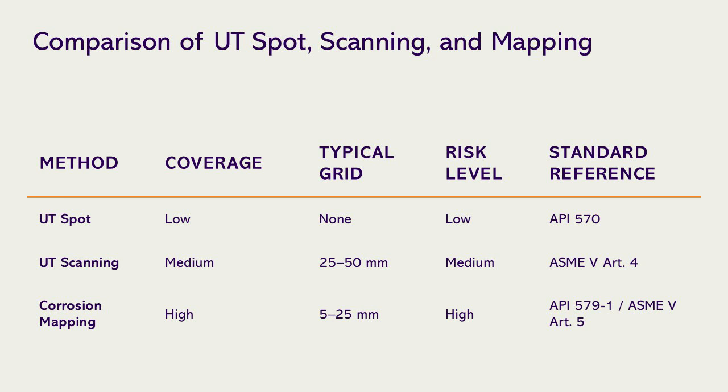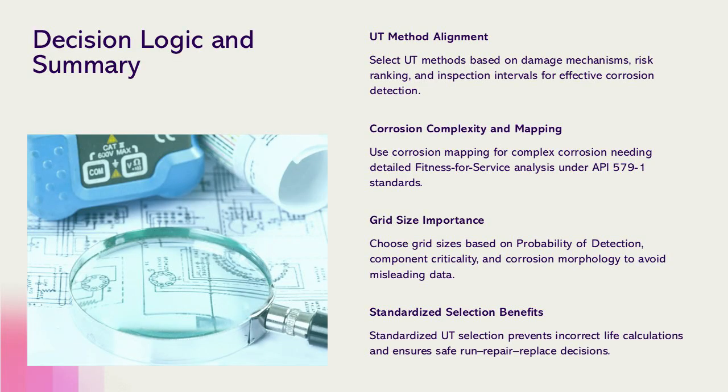Spot UT has limited defect detection capability and should never be used for pitting environments, as stated in API 574. Mapping provides full corrosion morphology and supports engineering calculations that cannot be reliably performed with spot or scanning. These differences allow engineers to match inspection techniques with damage mechanisms and risk levels appropriately. Decision logic and summary. Selecting the appropriate UT method requires alignment with damage mechanisms, API 571, risk ranking, API 581, and inspection intervals, API 570.